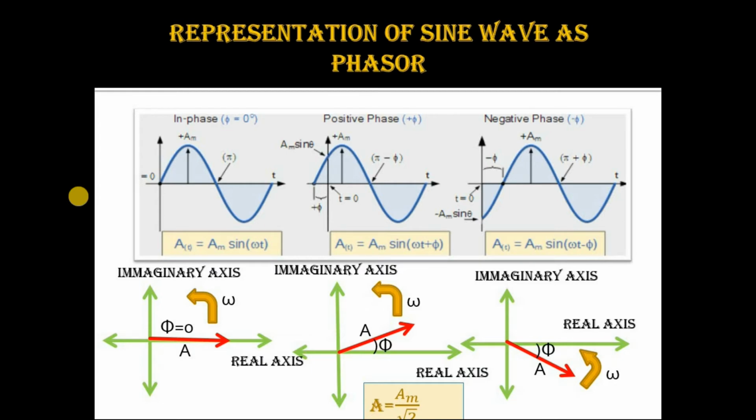Since the angle is minus phi, it is measured in the clockwise direction. Minus phi is represented in the clockwise direction. So the angle phi is marked in the clockwise direction from the positive real axis. And the phasor rotates in the anti-clockwise direction with a speed of omega, and its magnitude is A, which is the RMS value. Is it clear? So you can represent any sine wave as a phasor.